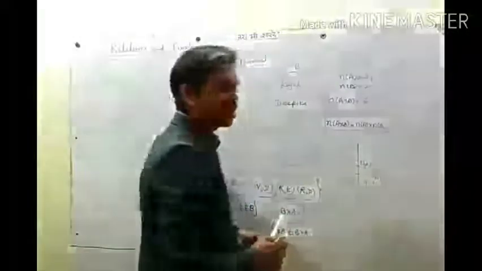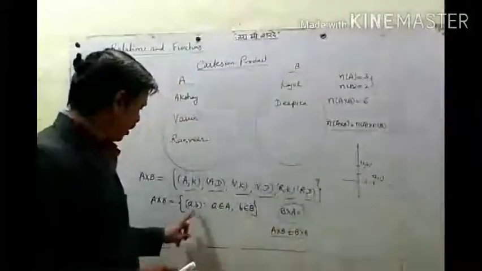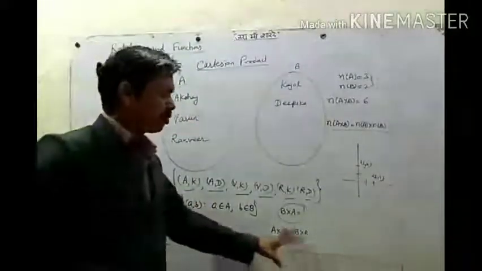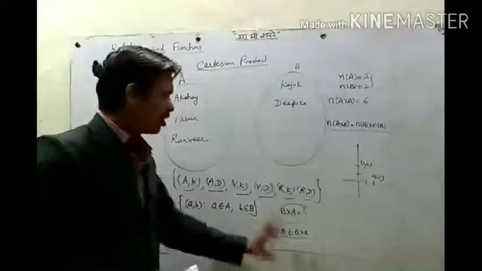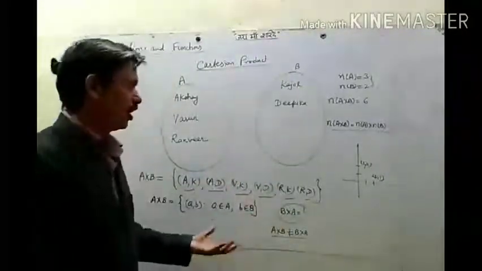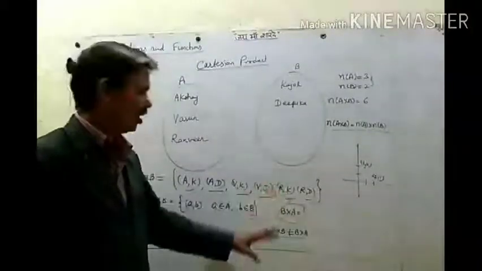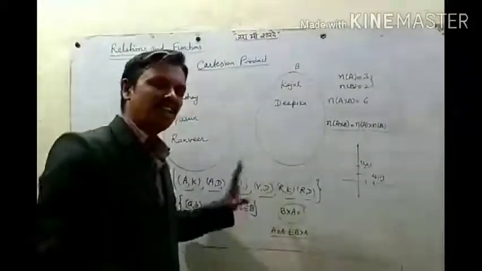(1, 2) and (2, 1) are not the same. So AB and BA will not always be the same. So A cross B and B cross A cannot always be equal. In general they are not equal, but sometimes they can be equal. And what should be the condition? If A and B are equal sets, then only A cross B and B cross A can be equal.